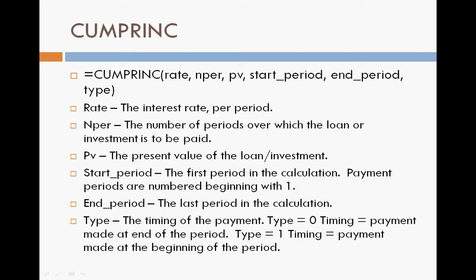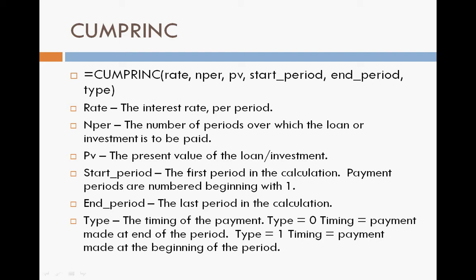The syntax for the Cumprinc function is =CUMPRINC(rate, nper, pv, start_period, end_period, type). The rate is the interest rate per period. The nper is the number of periods over which the loan or investment is to be paid. The PV is the present value of the loan or investment.